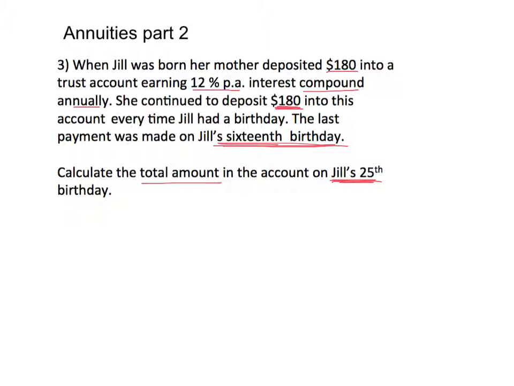So you can see how this is different to the last couple of examples and questions we've done, because this time the last payment is not on her 24th birthday, it's on her 16th birthday. So there's going to be a couple of years between, on her 17th, 18th, 19th, etc., all of those birthdays, where her mum's not putting in $180 into the account anymore.